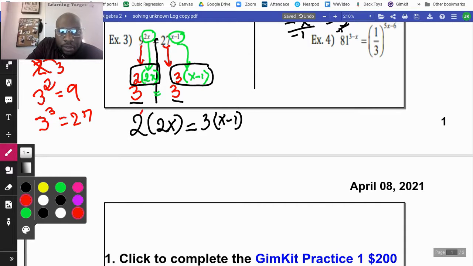You distribute. You should do what you do best. What you learned how to do for me is solve. That's 4x, 3x minus 3. What do we do next?